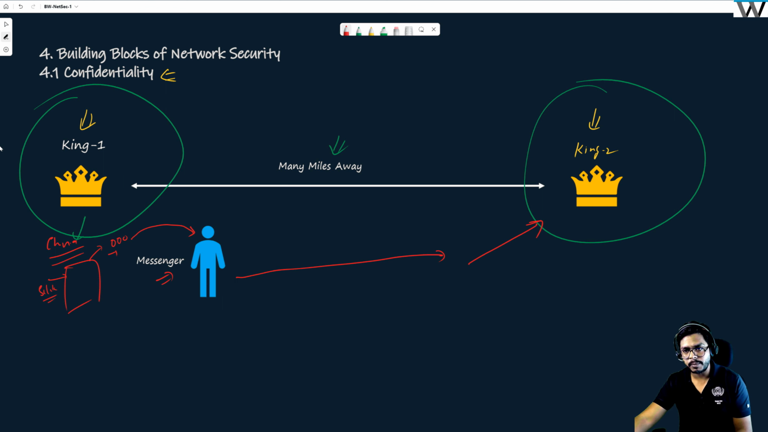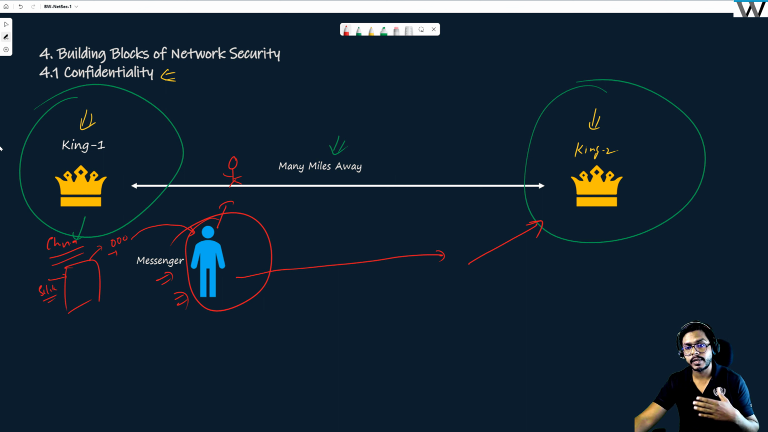But of course there is a problem in this method. The problem was, what if this guy is not trustworthy? What if the messenger gives all these silk balls, whatever he has, to any person who is interested in the communication between king one and king two, right?